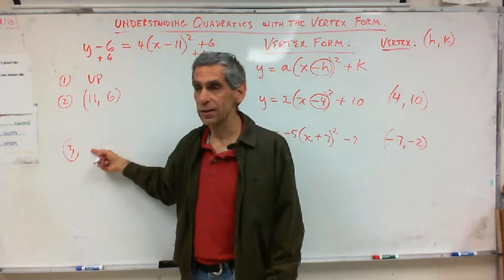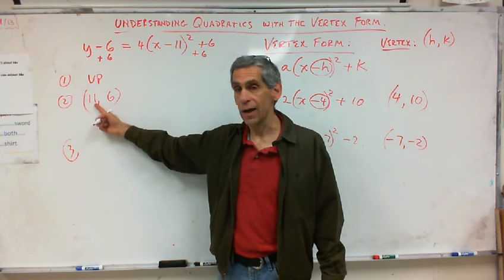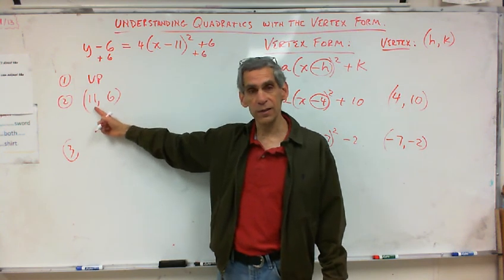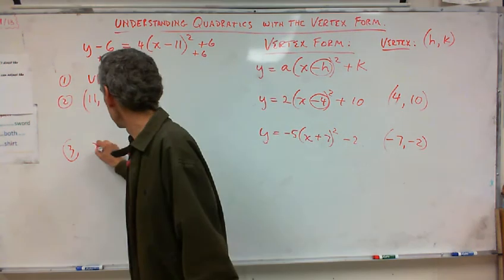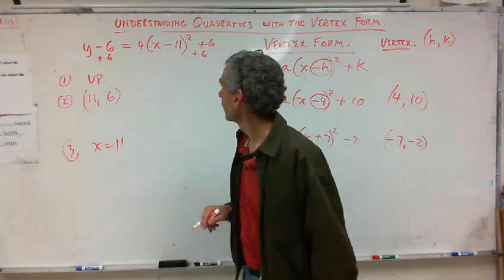And then what's the axis of symmetry? X equals 11. Whatever is in the X position. X equals 11. Right? All right.